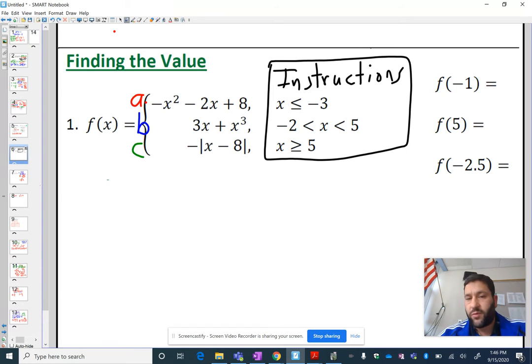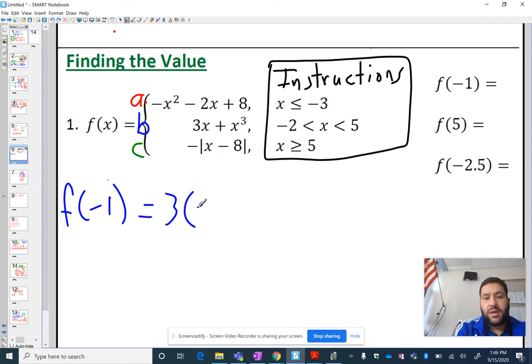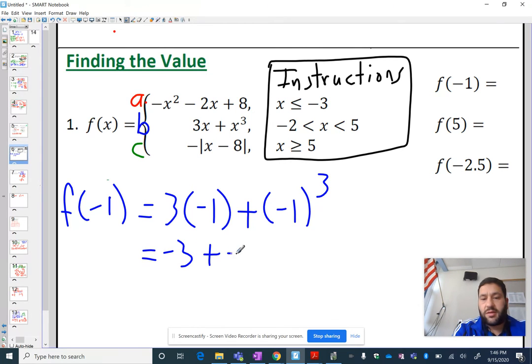First one is f of -1. So you have to ask yourself, where does -1 fall? Is it less than or equal to -3? Is it in between -2 to 5 or greater than or equal to 5? And you should see that it fits equation B because it's in between -2 to 5. So for f of -1, this will equal 3 times -1 plus -1 cubed, which equals -3 plus -1, which will equal -4. So f of -1 is -4.